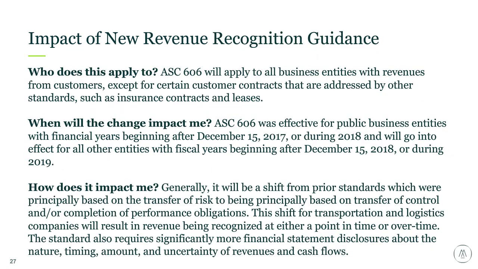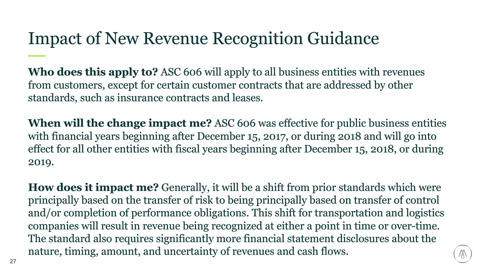This new revenue recognition guidance was effective for public companies with fiscal years beginning after December 15, 2017, or during 2018 for your calendar year companies. And then for all other companies it's going to be effective for fiscal years beginning after December 15, 2018, or 2019. So this will be in full effect here during 2019 for all business entities.